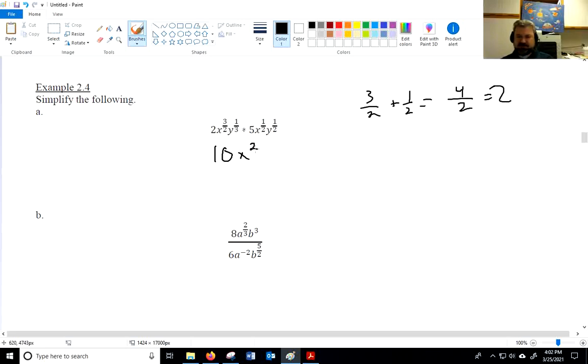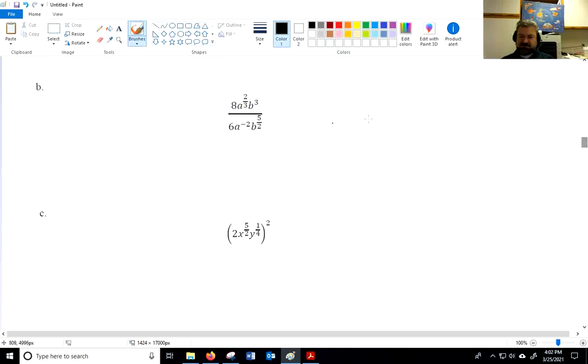Now I do the y's. I have to add 1/3 plus 1 half. Okay, well, they don't have a common denominator. No big deal. I just multiply by 2 over 2 on this one and 3 over 3 on this one. So it's 2/6 plus 3/6. Once I got a common denominator, remember the denominator stays the same. You just add the numerators. 2 plus 3 is 5. So this is y to the 5/6.